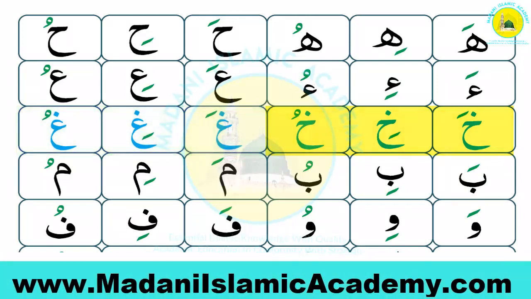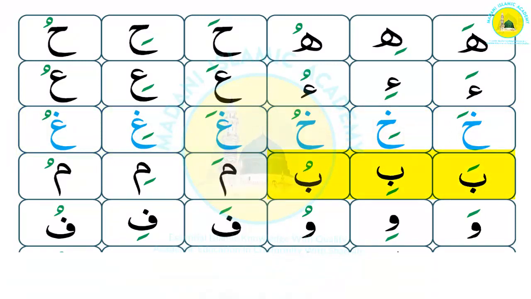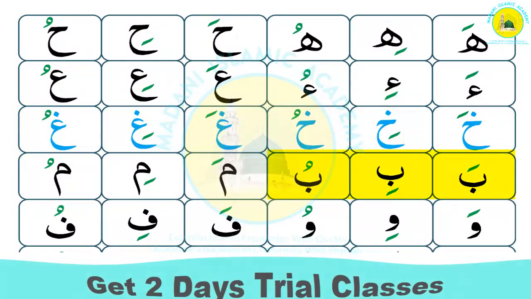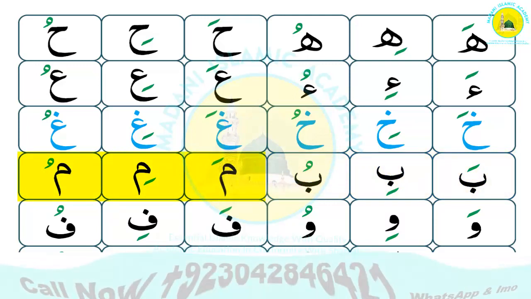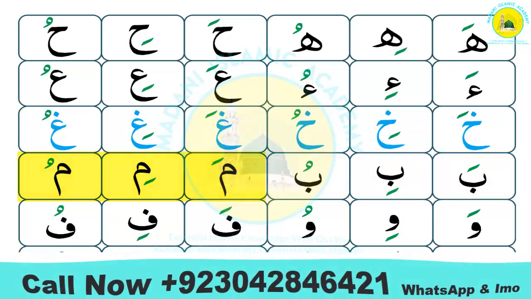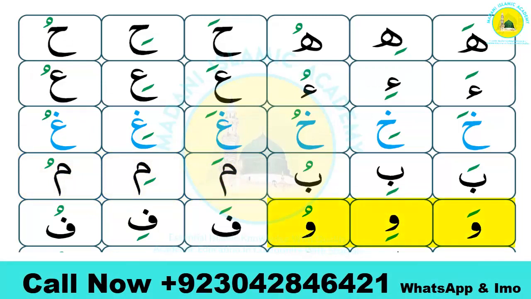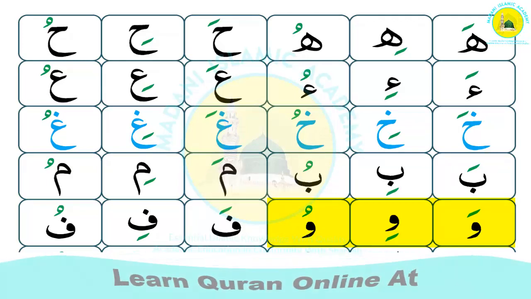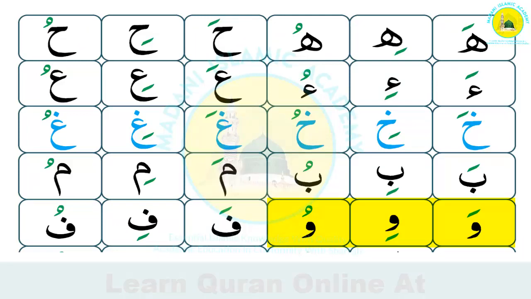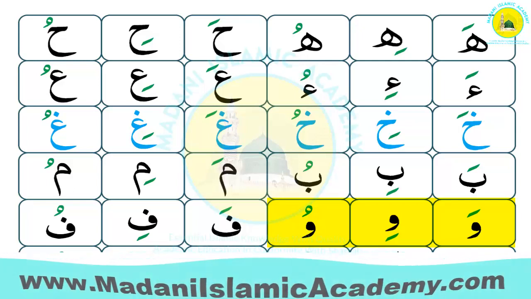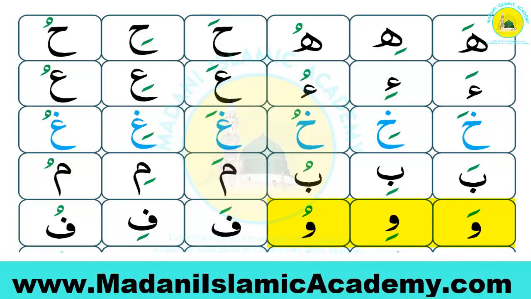Next line. Ba, bi, bu, ma, mi, mu. Next line. Wa. Now remember, when we read the letter wow, we don't read it as va. It's not va. We need to round the lips. Wa, wa, wa, we.